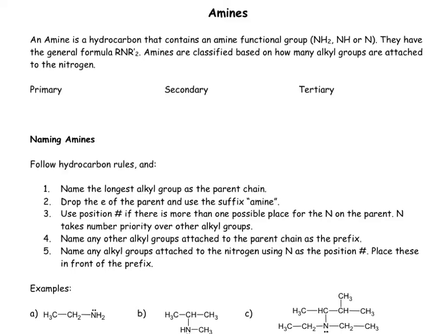So they have the general formula R, representing your parent chain, N, and R prime 2. The R prime 2 could either be carbon chains or hydrogens, depending on what classification of amine you have. Amines are classified based on how many alkyl groups are attached to the nitrogen.